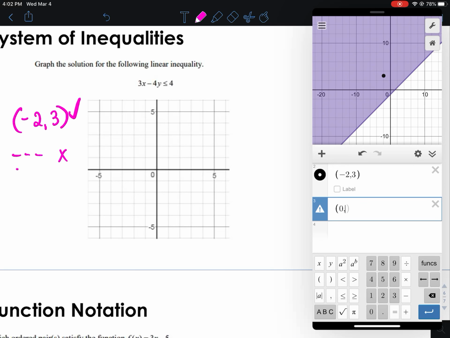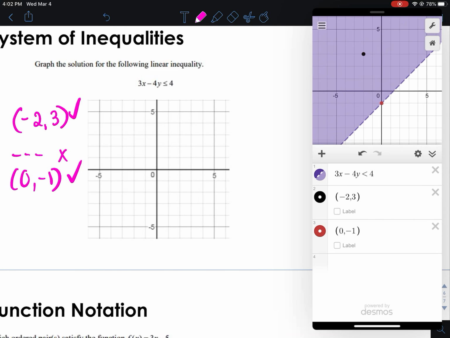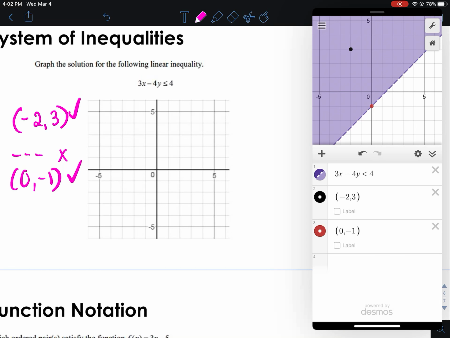If they gave you that, -1, on here, it would work. But if we change this inequality to just less than, oops, it would not work. And that's the other thing too, you can have less than or equal to, and then if you actually just hit the back button once, it'll change it to a less than. Dash lines don't get, they don't get the points.